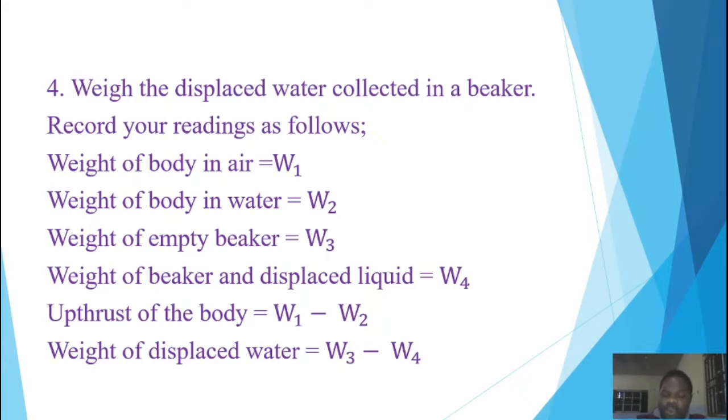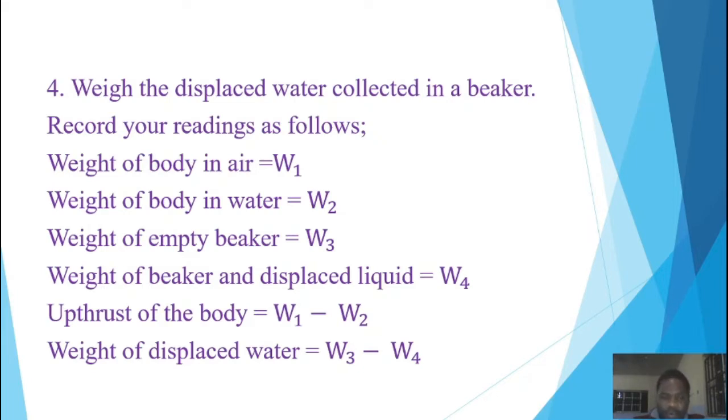The weight is the loss in weight when it is inside water. Now the weight of the water displaced is equal to W4 minus W3. So we now see that if we check, we discover that W1 minus W2 will be equal to W4 minus W3. And that verifies Archimedes principle. That shows that the upthrust is equal to the weight of the water displaced.